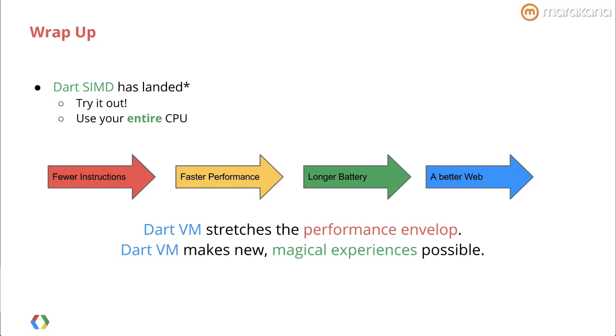SIMD lets you use your entire CPU. You execute fewer instructions, you get faster performance, you get longer battery life, and you get a better web. The Dart VM in general stretches the performance envelope, and it's going to make new magical experiences on the web possible.